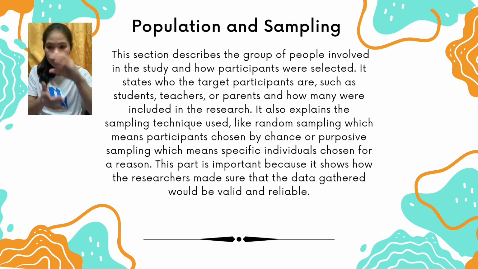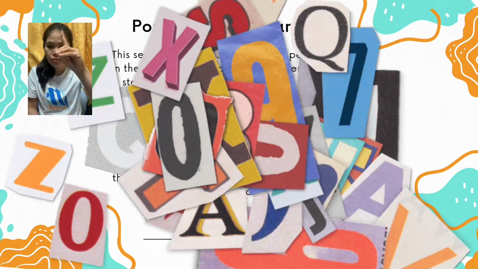This part is important because it shows how the researchers made sure that the data gathered would be valid and reliable. So not everybody in this world will be part of your study. This part you explain how you choose your participants. Was it random sampling, purposive sampling, or convenience sampling?